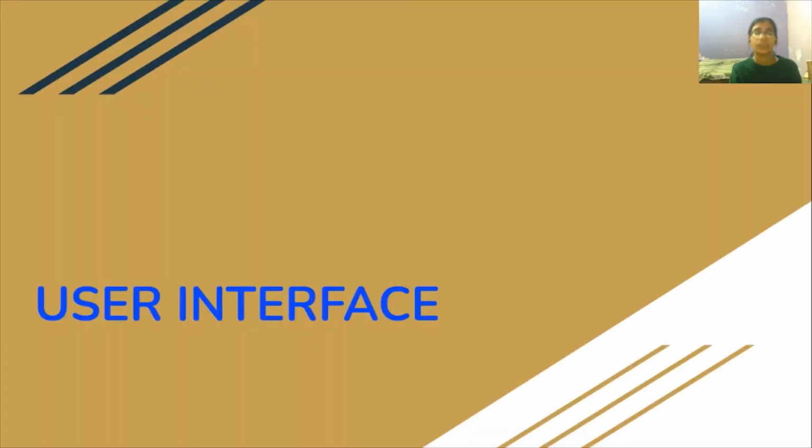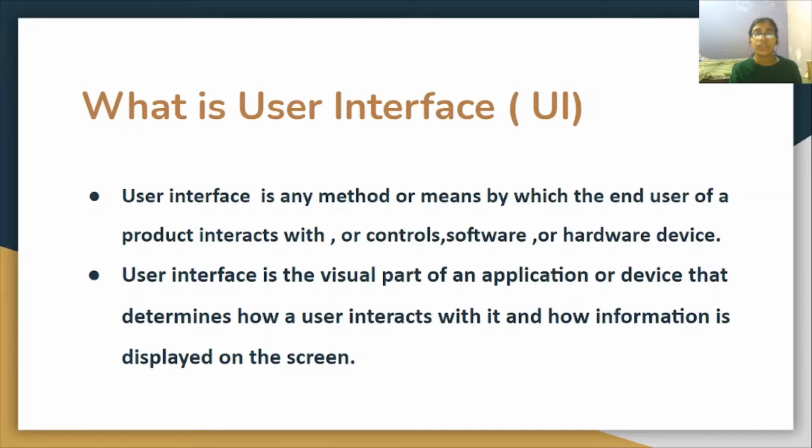So, what is the user interface? We are discussing the user interface, its methods, how we apply them, how we solve the queries of a user, and how it interacts with the users. A user interface is the method by which the user of a product interacts with or controls a software or hardware device. It is that part of an application by which users interact with it, and its information is displayed on the screen.